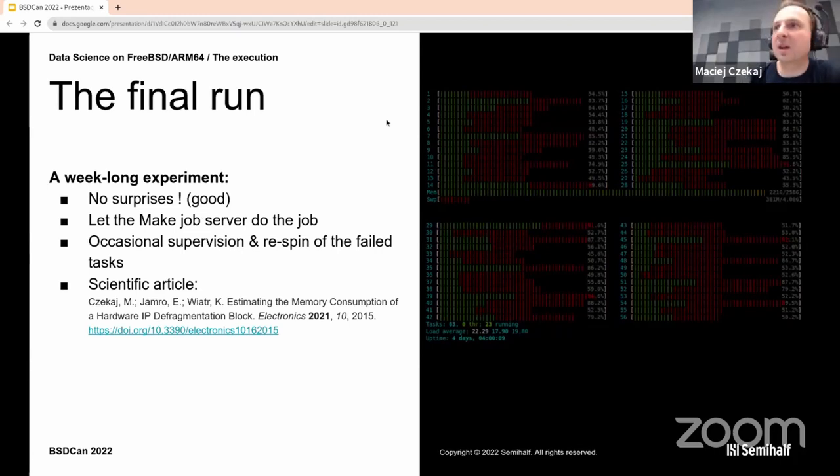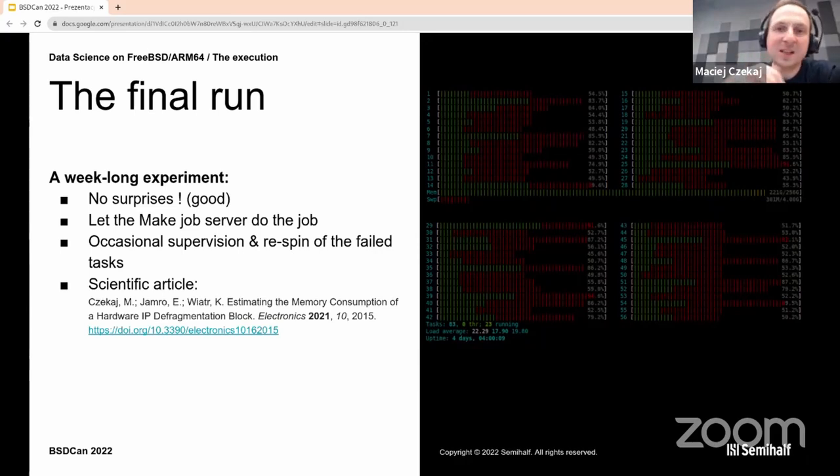So the final run, again, no surprises, which is a good thing, as with the IT admins. So the make job server did the job. I had to occasionally log in, like after a night, you know, I was running the experiments overnight. Then in the morning, I would log in, see how many processes have been killed, and try to rerun those processes, for instance. So occasional supervision was necessary, but well, that wasn't the issue. The whole experiment took me over a week, actually, of clock time, and CPU time, much more than that.